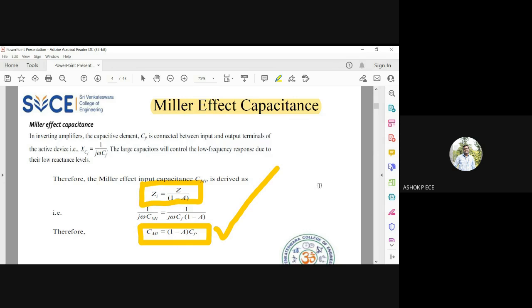How will the formula change if, instead of Z being a capacitance, I consider Z to be a resistance? What will be the formula? Can anybody say? I need answers from any of you. For the capacitance, you get CMI equal to 1 minus A into CF. What will be the answer if it is going to be a resistance? Please attempt, and even if the answer is wrong, please say. We'll discuss it here.